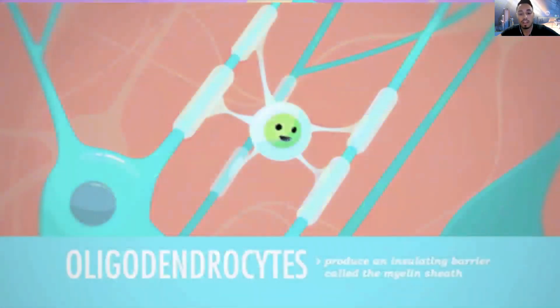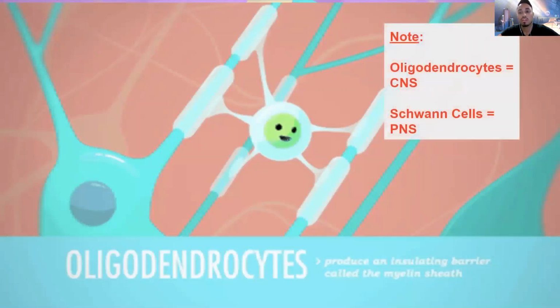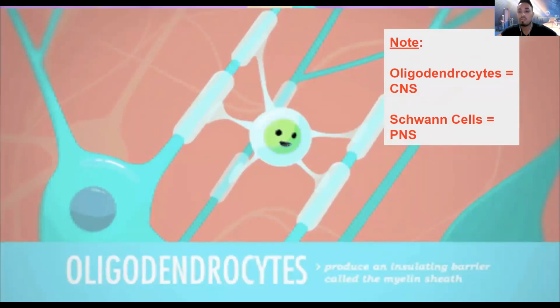And then we've got the oligodendrocytes. They're essentially like the Schwann cells, but of the central nervous system. So they also provide the myelin sheath. Just be aware of those differences, because sometimes professors like to throw a trick question, and if you're not sure which one belongs where, you can mix that up.